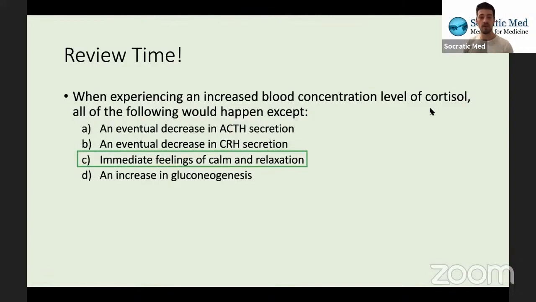So the only thing that wouldn't happen would be C. So immediate feelings of calm and relaxation are not something that coincides with the release of cortisol. Cortisol is the stress hormone. So you would probably be feeling more stressed out or more anxious. And it would probably coincide with an activation of the sympathetic nervous system. So you would not feel calm or relaxed with it. So that's why C is the correct answer.